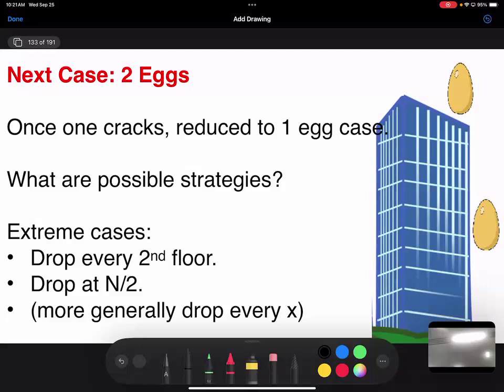All right, but let me look at the worst case of those two extremes. What's the worst case if you drop every 2?